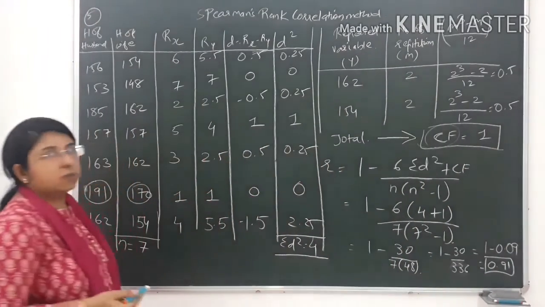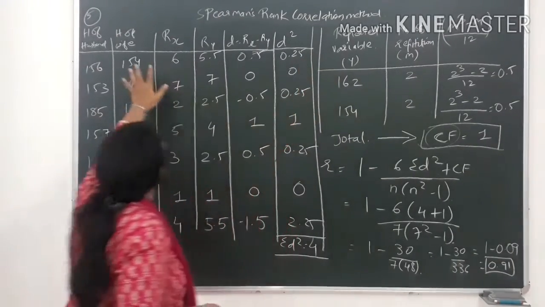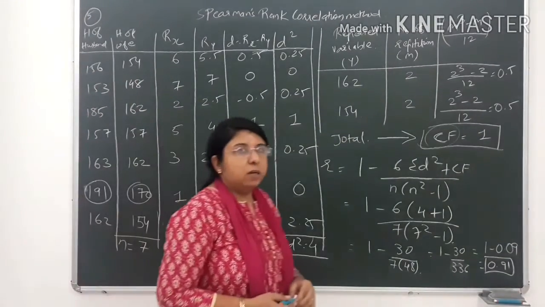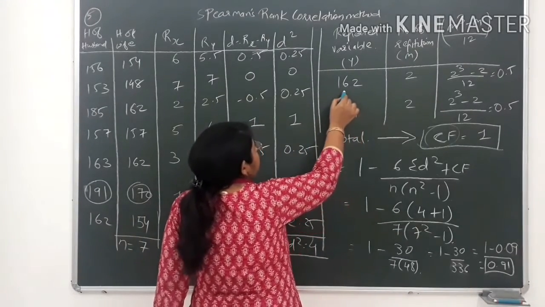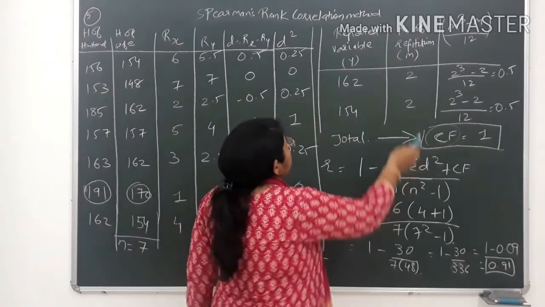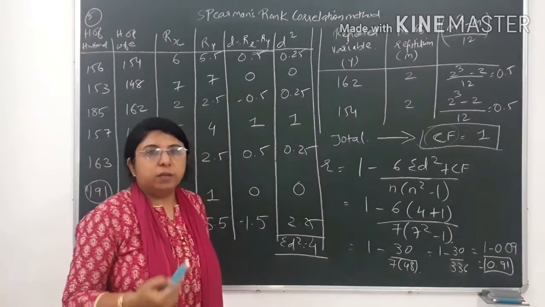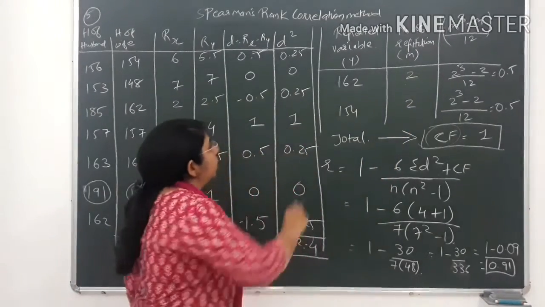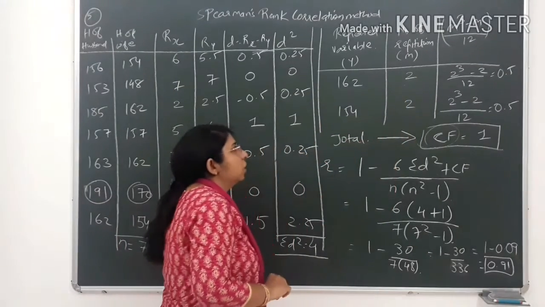Now how to find this CF? You can see the table over here, the repeated variable, that is y. In y only the data have been repeated; in x none of the data has been repeated. Over here the y variable has two data values repeated, that is 162 is repeated 2 times and 154 is repeated 2 times. The number of repetitions means how many times the same data is repeated. If the same data is repeated 3 times, you write 3 here. If it is repeated 2 times, you write 2 here. Over here both the data are repeated 2 times, so you write m is equal to 2, and over here also m is equal to 2.